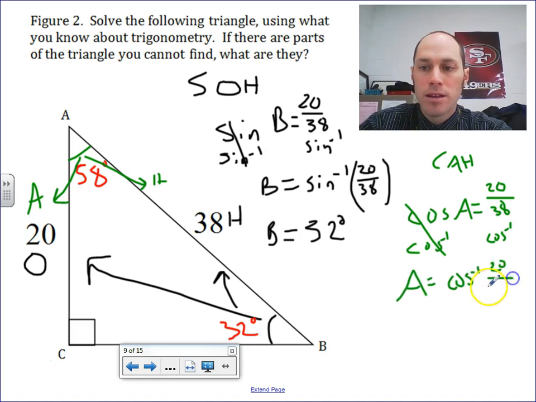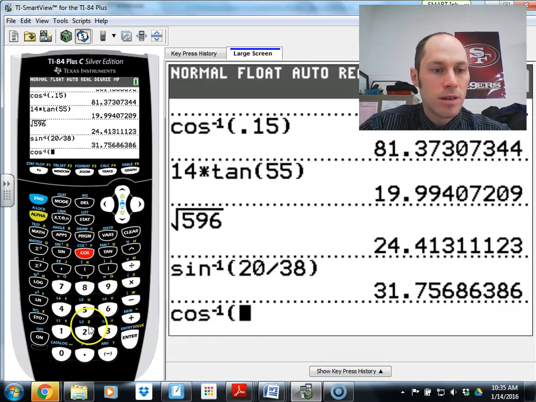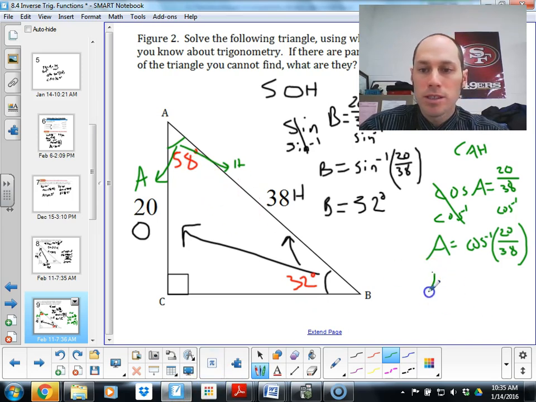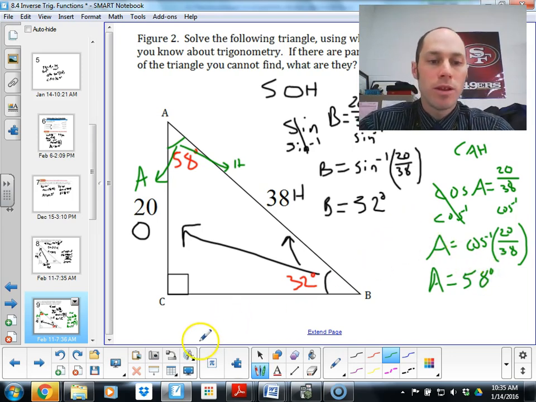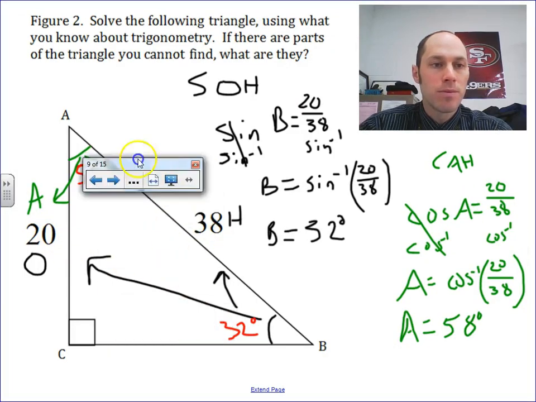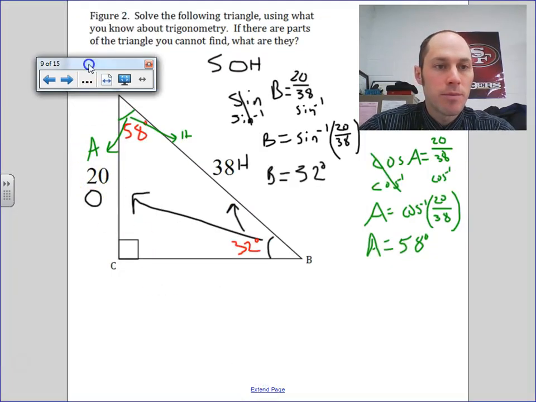And I can calculate that. So cosine inverse of 20 over 38 gives me 58.2. And that looks like it agrees with what we had before. So notice that you can take any method that you've learned, just apply the one that works simplest and easiest for you. And then we can find the third side by way of either Pythagorean theorem, or we could use some trig again. Since I showed Pythagorean theorem earlier, I'll use trig this time.